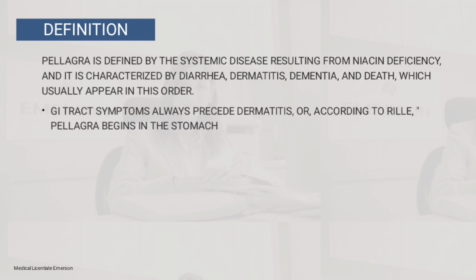Then the GI symptoms always precede dermatitis, or according to Rye, we can say Pellagra begins in the stomach. That's why, even if you ask the patient if they have diarrhea, they may refuse. Maybe they had it in the past, but they can't necessarily appreciate that the diarrhea can be associated with the skin lesion. But you just have to know that Pellagra is a condition that begins in the stomach. So that's why the diarrhea, dermatitis, dementia, and death appear in that order.